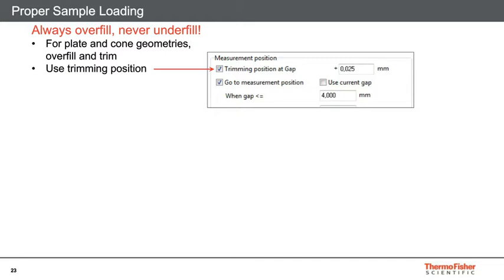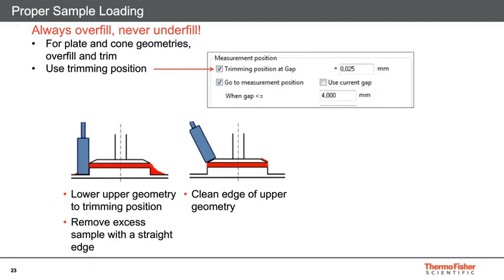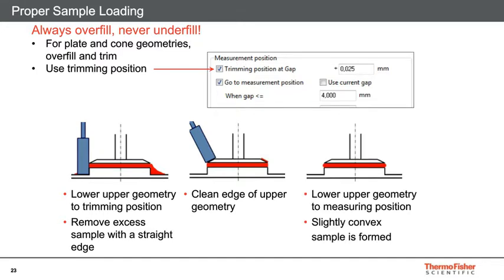Okay? So you lower the measuring head, the top plate or the cone, to its trimming position, slightly above the measuring position. You remove the excess sample with some sort of straight edge along the outer edge right here. Be careful to make sure if there is sample that spills over onto that top plate that you also remove that from the upper measuring tool. And then once you're done trimming the sample, you lower the head from the trim position, which is a height just above the measuring position, down to the measuring position.